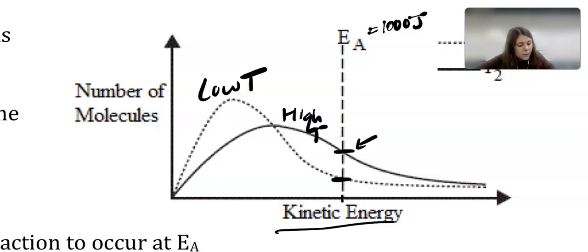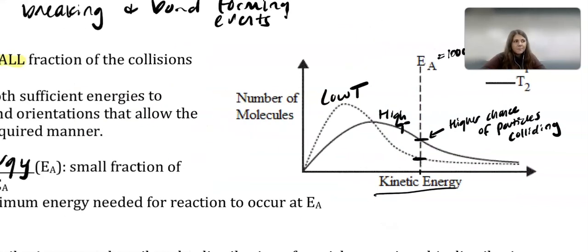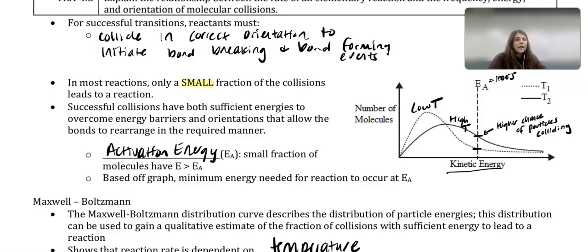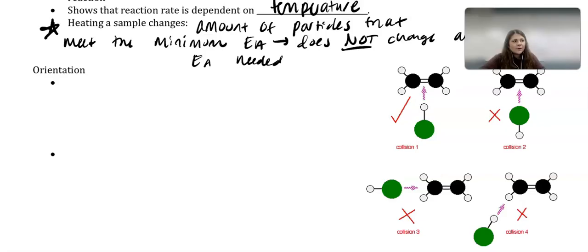So here, you have a higher chance of particles colliding compared to the lower temp. So please note that correlation, because we are not affecting activation energy. We are just getting more molecules that could collide with enough energy to meet that minimum EA. If you were like, man, I thought Maxwell-Boltzmann wasn't coming back, it definitely will be back. Just this will probably be the last unit you will see it. All right, so let's look at this part right here.